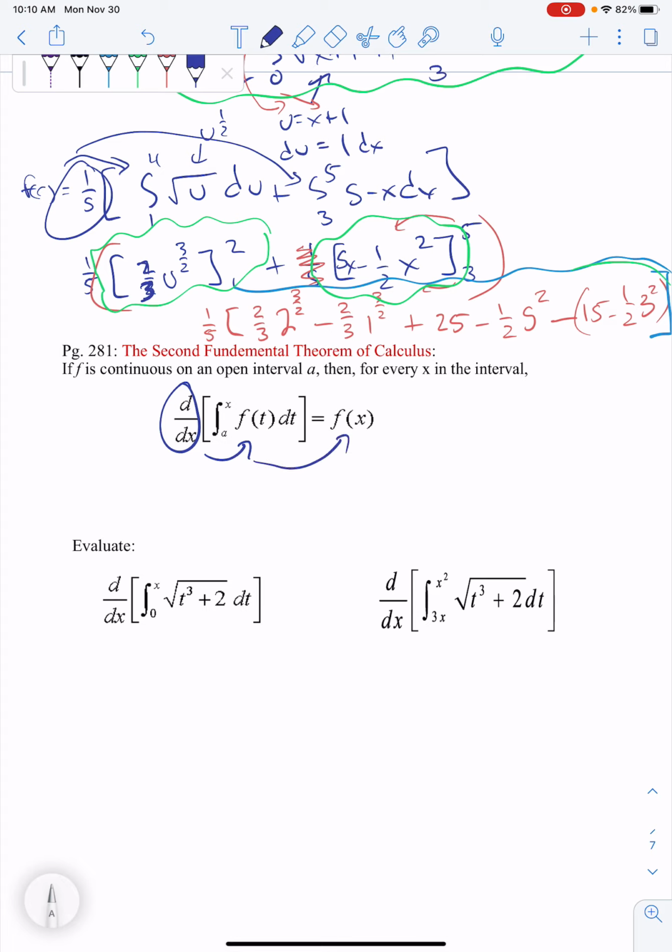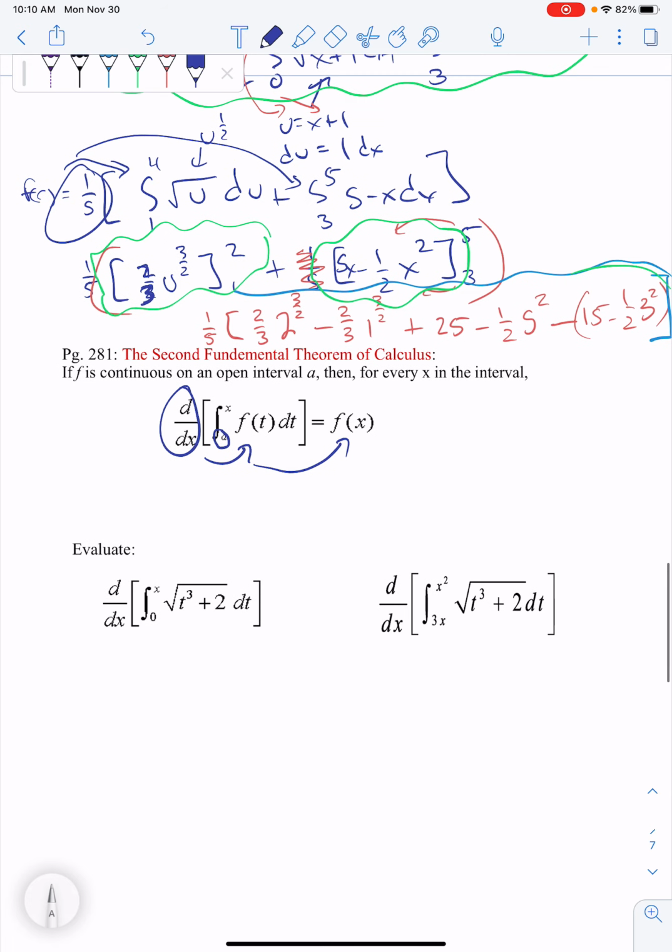But I have an issue with presenting it just this way, because it doesn't give you the full picture. It gives you a specific example. And that example is when our bottom integral bound is a constant and our top is an x. Okay? So when the bottom is a constant and the top is an x, this is absolutely true.